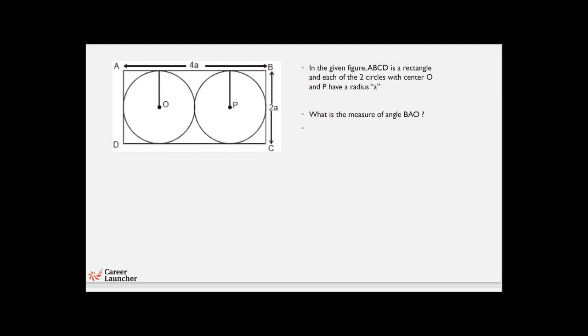Next one: what is the measure of angle BAO? That means they're asking about this particular angle. This we have already solved while doing the second question. So we have a straight answer. The measure of angle BAO is equal to 45 degrees.